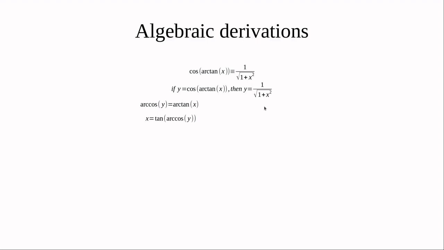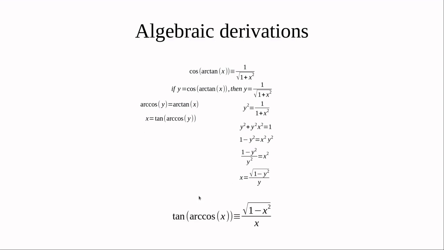And then on the right, we want to square it, multiply 1 plus x squared through, and then here we have no other x squared, so to isolate an x squared we need to first get rid of this y squared, so do 1 minus y squared and just have y squared x squared, and then of course you can just divide through by y squared, and x squared is 1 minus y squared over y squared. Just square root that, and here we have two equivalent x's. Therefore tan of arccos x is equivalent to the square root of 1 minus x squared, all divided by x.